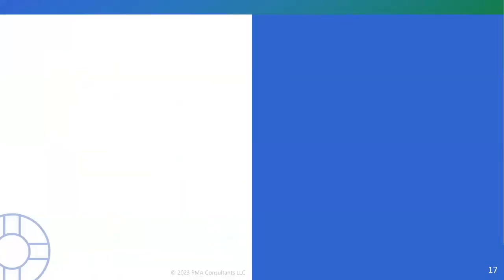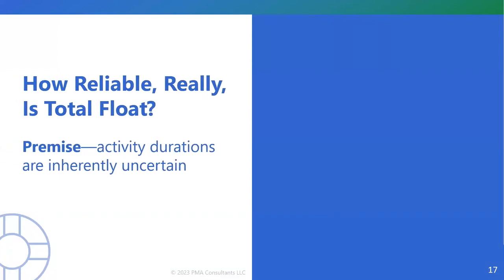Now, let's go back to total float. By the way, I'm not trying to dump on total float here. I'm just trying to figure out what it is about it that I could improve so that I can improve my chances of completing on time, because as I said, we're not doing very well. Now, the basic premise is activity durations are uncertain. Fact of the matter, if we didn't believe that, why the heck would you simulate a schedule, right? Why would you risk assess schedules if durations are not uncertain?